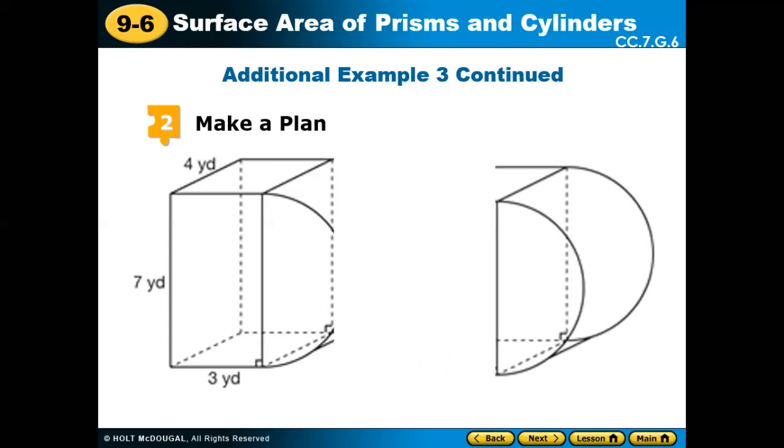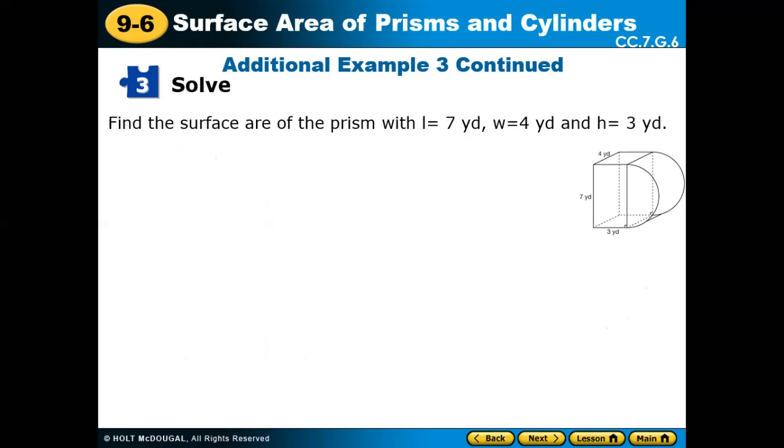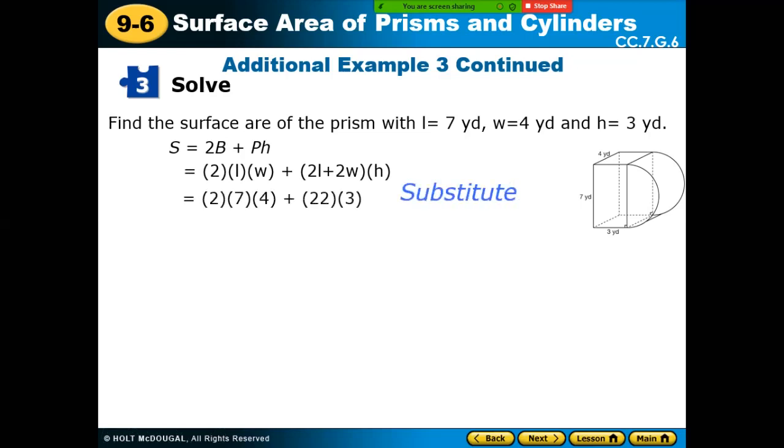Let's move forward to step 3. Find the surface area of the prism with length 7, width 4, and height 3. First, we write the formula: S = 2B + PH. Now we substitute in that formula. B is length multiplied by width. P is the perimeter, which is 2L plus 2W, 2 lengths plus 2 widths. H is the height here.